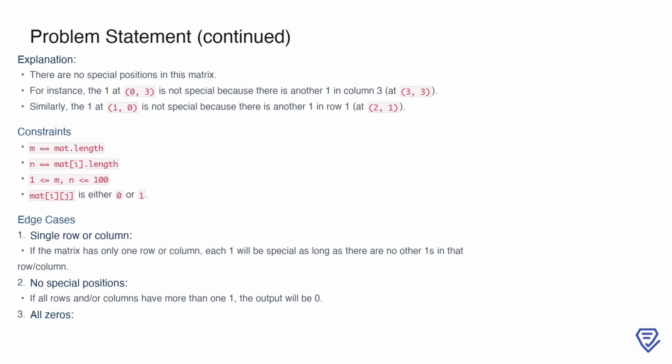Let's go over the constraints and edge cases to consider for this problem. First, the dimensions of the matrix are defined as m x n, where m is the number of rows and n is the number of columns. Both m and n can range from 1 to 100. Each element in the matrix is either a 0 or a 1. For edge cases, if the matrix has only one row or one column, any one in that row or column will be special as long as there are no other ones. On the other hand, if all rows or columns contain more than one 1, the output will be 0. Similarly, if the matrix contains only zeros, the output will also be 0, since there are no ones to evaluate.